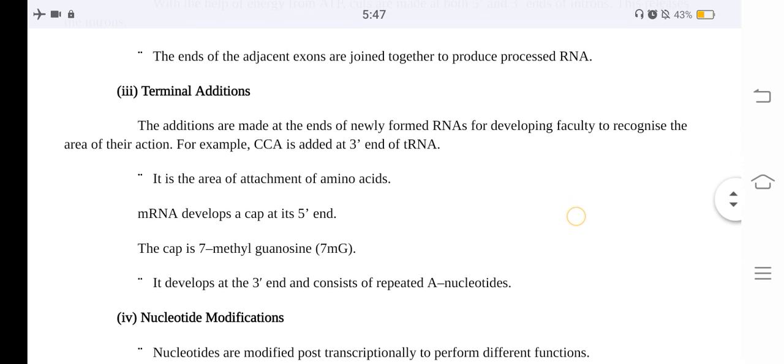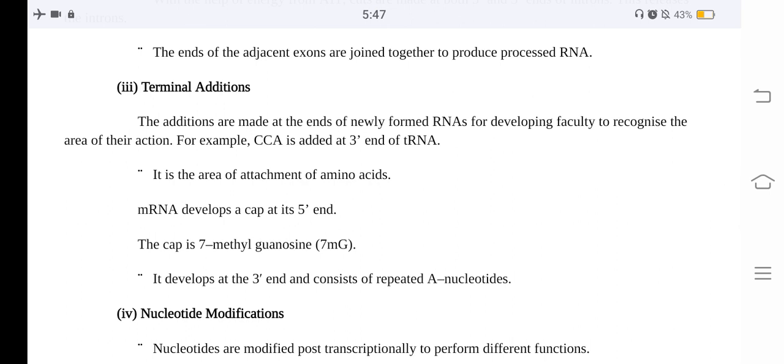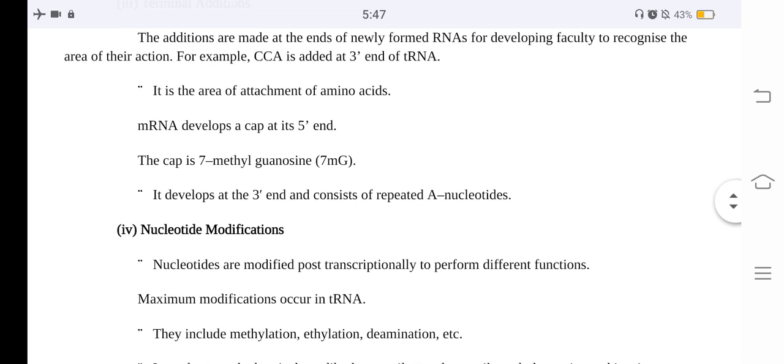Then terminal additions. The additions are made at the ends of newly formed RNAs for developing facility to recognize the area of their action. For example, CCA is added at the 3' end of tRNA, which is the area of attachment of amino acids. mRNA develops a cap at its 5' end. The cap is 7-methyl guanosine, 7-mG. The poly-A tail develops at the 3' end and consists of repeated A nucleotides.